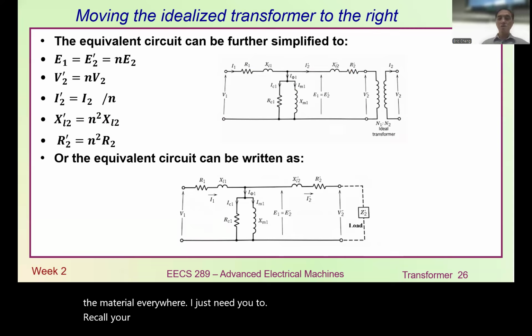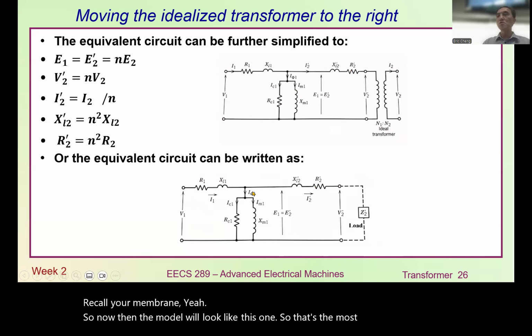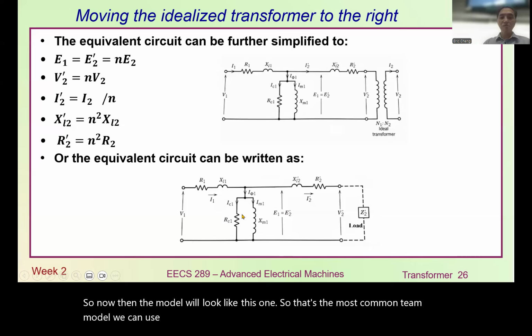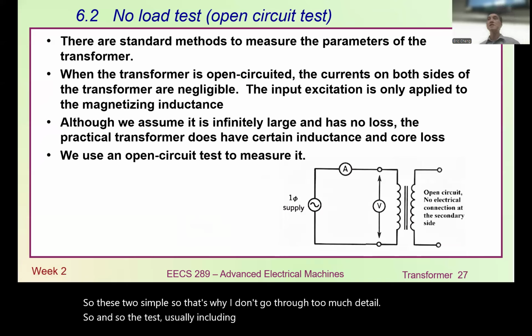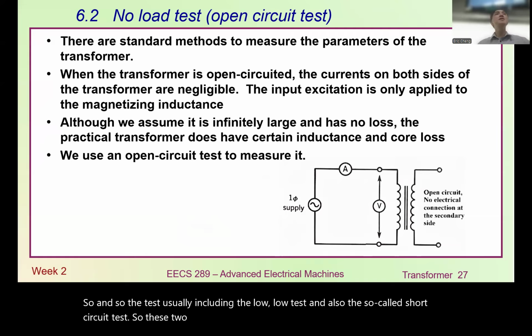So now the model will look like this. That's the most common T model we can use for the transformer, with the magnetizing and leakage components. This is too simple, so I don't go through it in too much detail. The tests usually include the open-circuit test and also the so-called short circuit test. These two tests are commonly used for obtaining the transformer parameters.